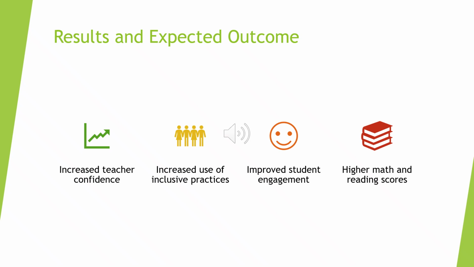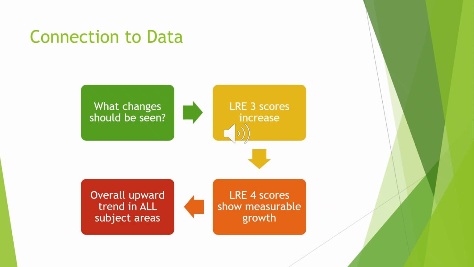So if the action plan is effective, we expect to see increased teacher confidence in inclusion practices, increased use of inclusive practices in the classroom, improved student engagement, and higher math and reading scores for those students with disabilities. So our ultimate goal is to reduce the achievement gap between LRE levels by increasing inclusion. So the changes that we want to see are that the LRE3 scores increase, LRE4 scores show measurable growth, and that overall we see an upward trend in all subject areas.